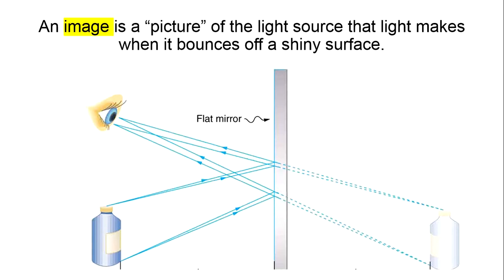Coming to today's lesson, when you look into a mirror, you see your image. An image is a picture of the light source that light makes when it bounces off a shiny surface. The mirror is a shiny surface, so the picture is made by the light source when light bounces off that shiny surface.